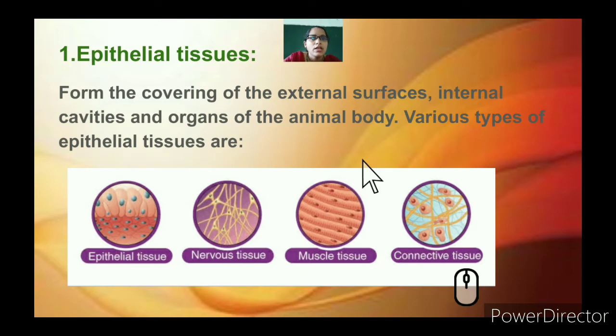So what are epithelial tissues? They form the external covering of surfaces, and they line internal cavities and organs of the animal body. Again, epithelial tissues are subdivided into different types. You can see here the types of tissues under animal tissues: epithelial tissue, nervous tissue, muscle tissue, connective tissue. These epithelial tissues are present on the external surfaces, internal cavities and also in the organs of the animal body.